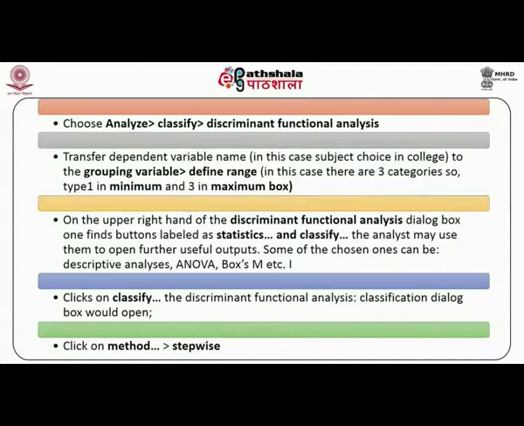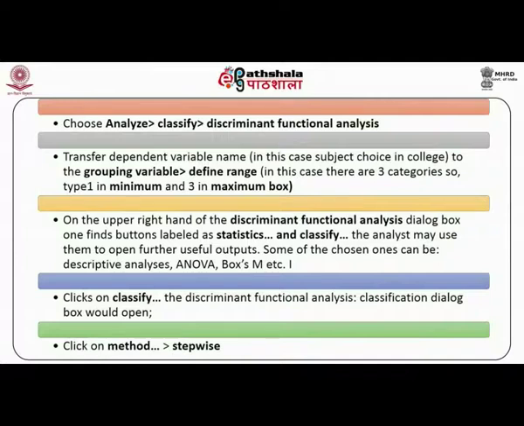Go to Define Range. In this case, there are 3 categories, so type 1 in the minimum and 3 in the maximum box. On the upper right hand of the discriminant function analysis dialog box, transfer the dependent variable name, in this case the subject choice in college, to the grouping variable and go to define the range. There are 3 categories, so type 1 in the minimum and 3 in the maximum box.